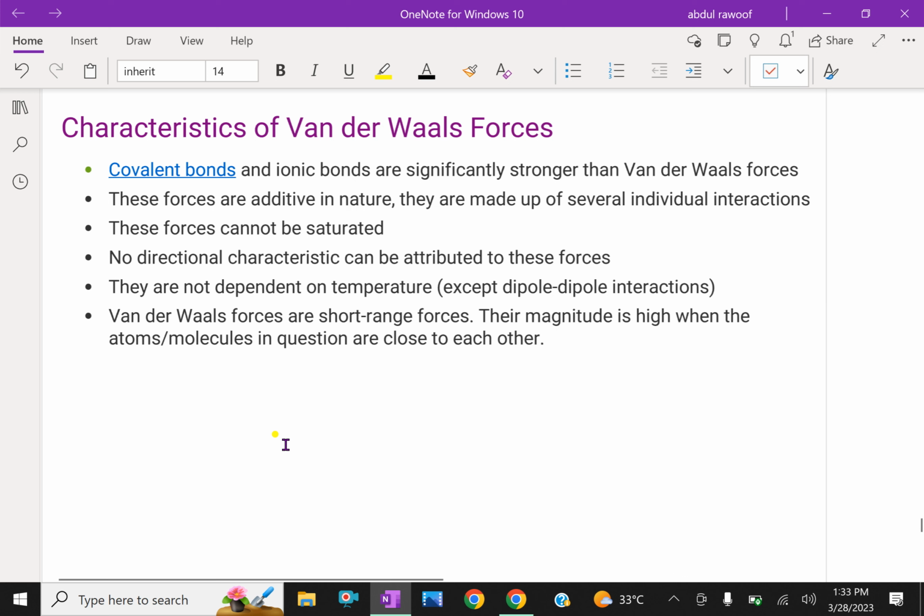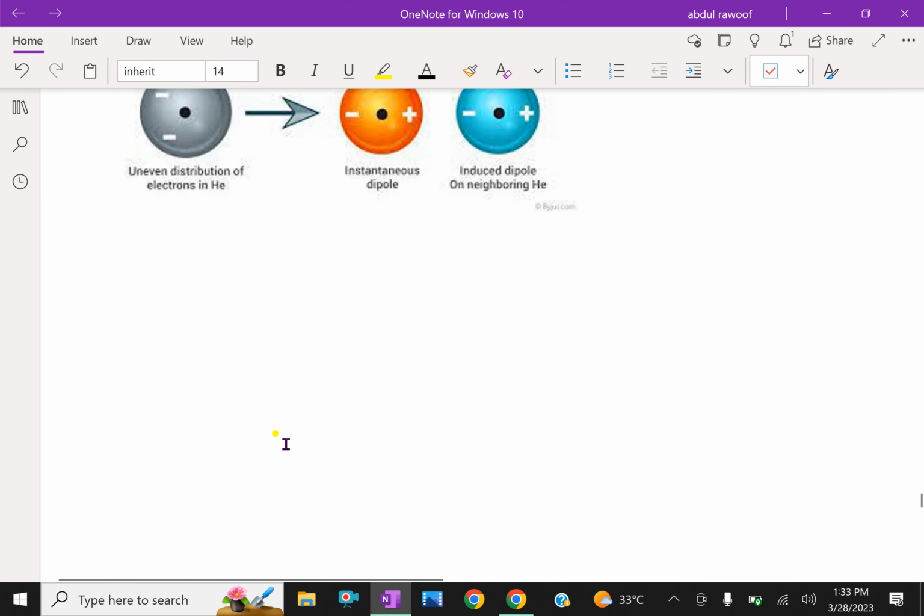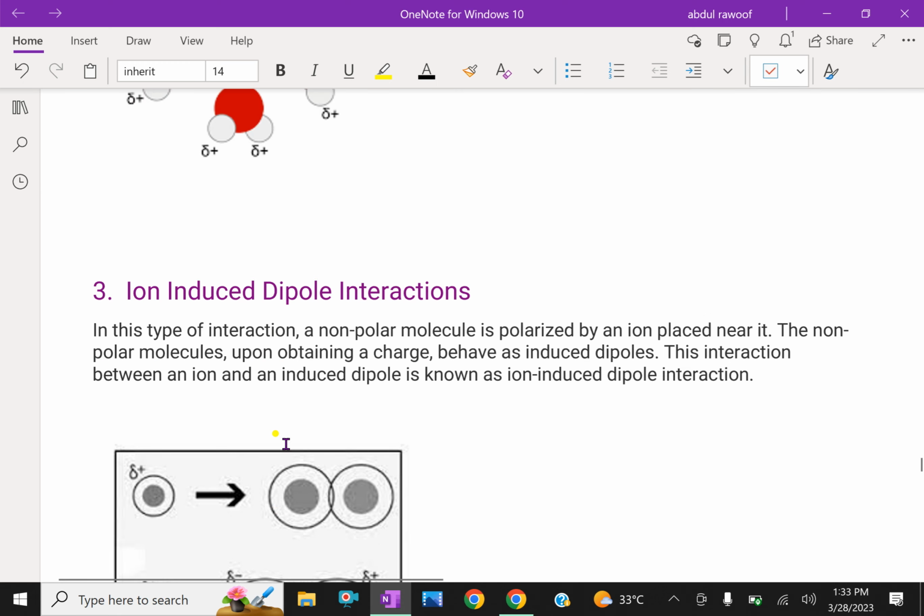So far, we have done intermolecular forces in detail.